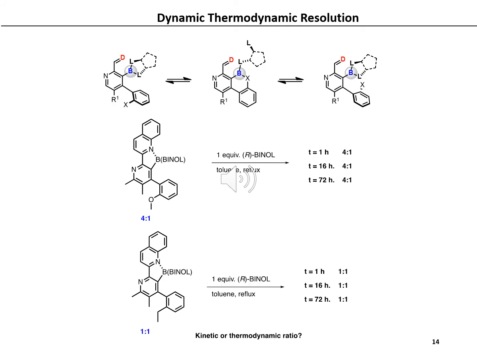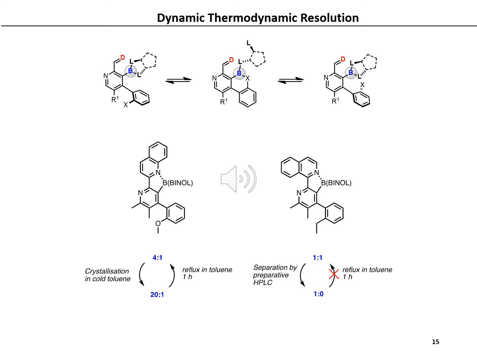Following the previous result, we try to see if we can have an impact on the ratio. So we try here with the ratio of 4:1 on the quinoline bearing the methoxy group, adding another equivalent of binol, and after 1 hour to 72 hours, we observe the same ratio of 4:1. In parallel, we also try with the ethyl group, and as we can expect, we don't have a heteroatom to interact, so we thought that it will not change. It was confirmed after adding one equivalent of binol for 1 to 3 days, the ratio was still 1:1. So at this point, we don't know if we have a kinetic or a thermodynamic ratio.